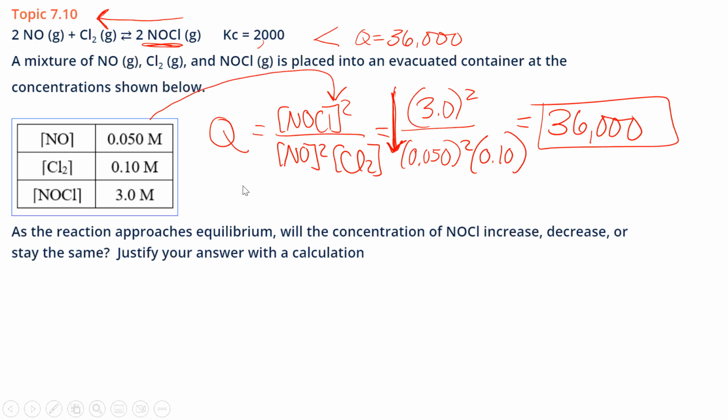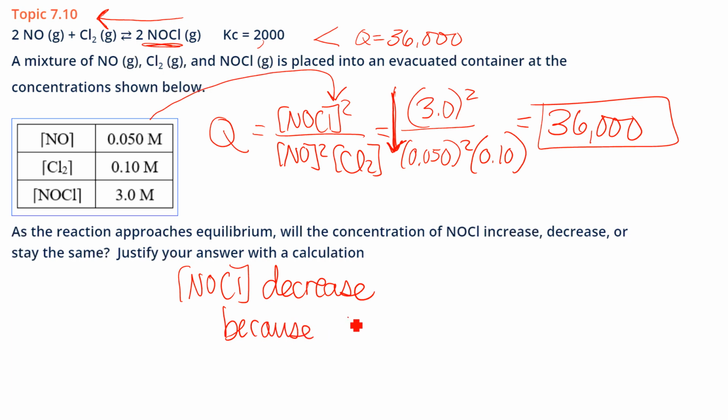I've got too many products, so I need to turn some of those into reactants. If I were to compose an answer here, I would say my concentration of NaCl is going to decrease. The reason why is because Q is greater than K, and I need to make sure I actually support that with an actual value of Q. So don't just say Q is greater than K. If it's a free response like this, make sure you actually calculate Q and show your work and show how you got it.